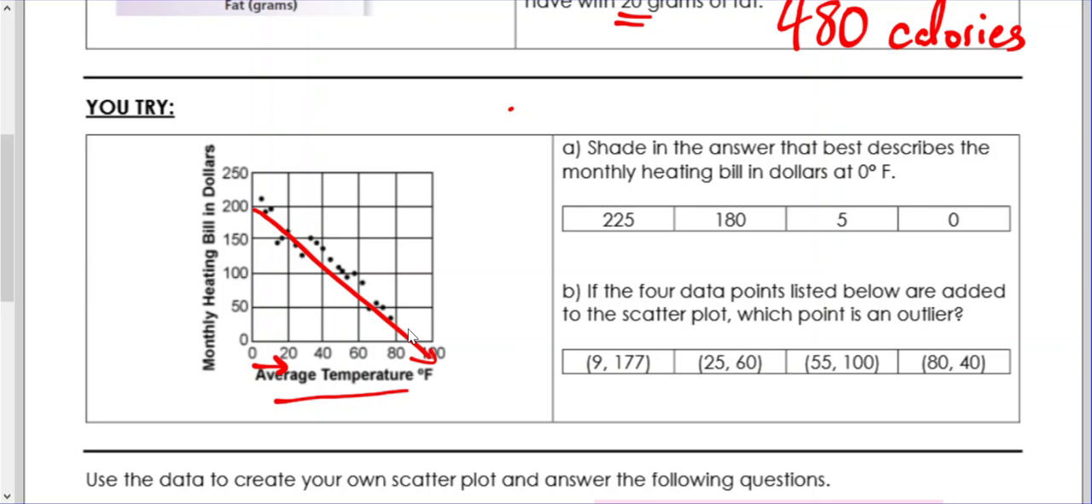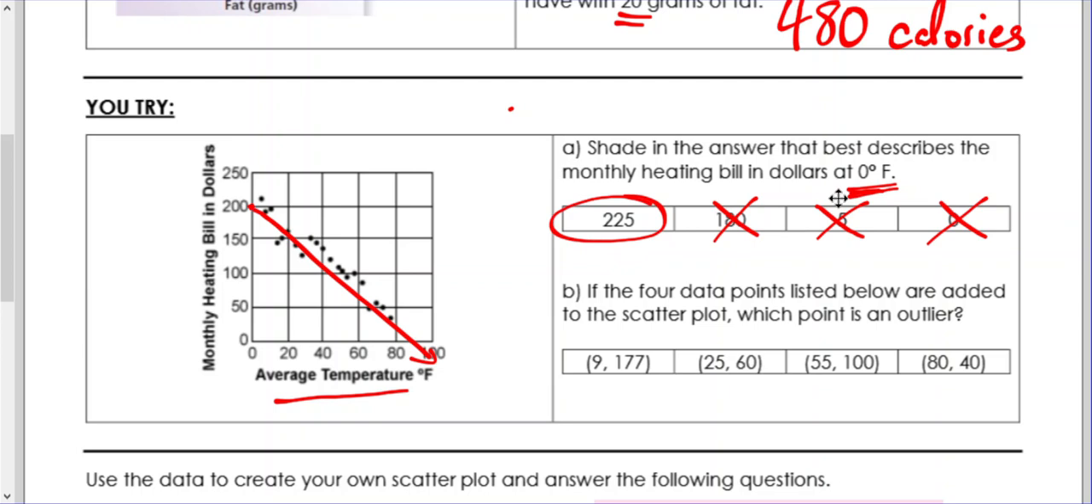Shade in the answer that best describes a monthly heating bill in dollars at 0 degrees Fahrenheit. So if the average temperature is 0 degrees, you're going to be spending a lot of money to heat your house. So that roughly is about there. Again, I actually wanted that to be a little bit higher, which would represent that answer. 180 is a little bit low. 5 is way too low. 0 is way too low also. You're spending a top amount on your heating bill if your average temperature is 0 degrees.